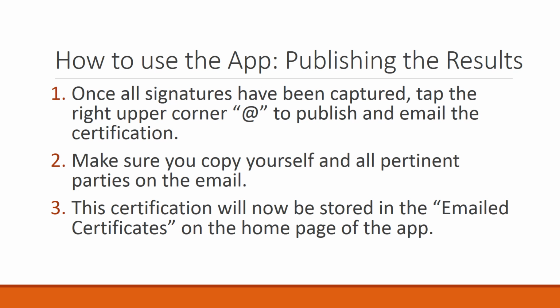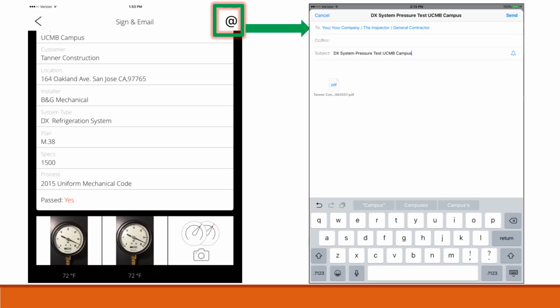Publishing the results. Once all signatures have been captured, tap the right upper corner symbol to publish and email the certification. Make sure you copy yourself and all pertinent parties on the email. This certification will now be stored in the emailed certificates on the homepage of the app.